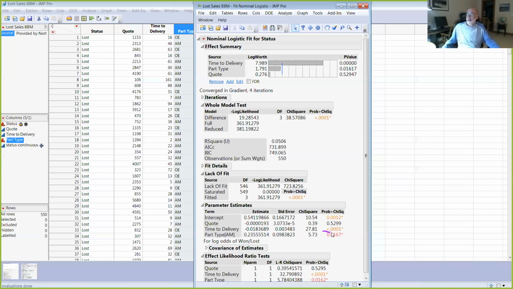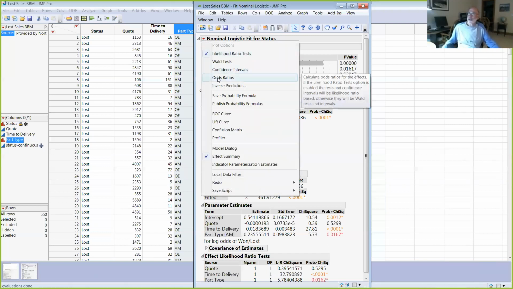And it is quite strongly significant. And if the part type is aftermarket, there is a positive and significant impact on the odds of winning. So you're more likely to win the job if it is an aftermarket part than if it's the original equipment part. If you want to see how large the impacts are, rather than try to interpret these coefficients directly, what you should go to is the odds ratios.